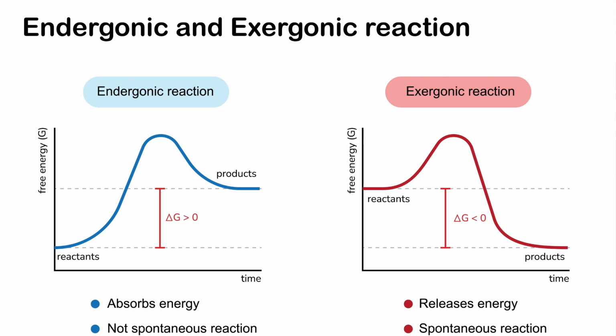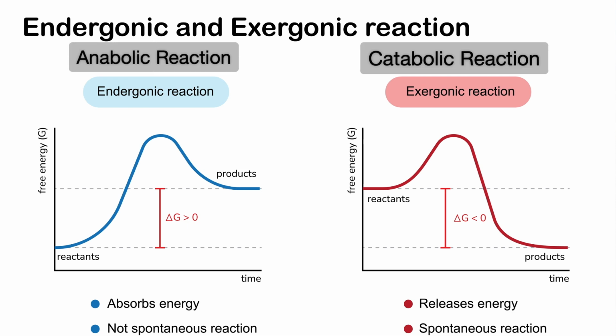Now, we can link these types of reactions with a couple more terms, and that is anabolic and catabolic reactions. Many times with the endergonic reactions, another way to describe this is that it's also an anabolic reaction. Now, these terms, anabolic and catabolic, are used to describe what's happening to the substances or the structures that are involved in the reaction. And so with an anabolic reaction, what's happening is we're building something.